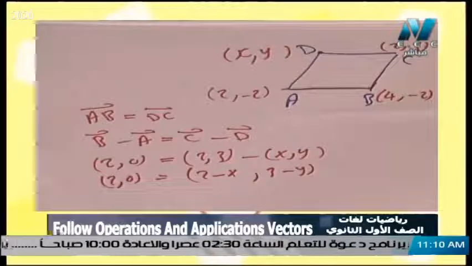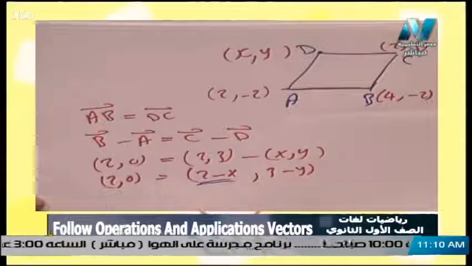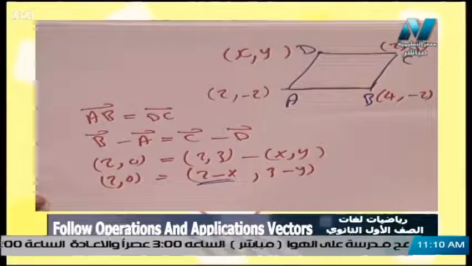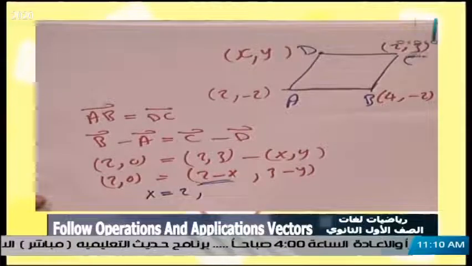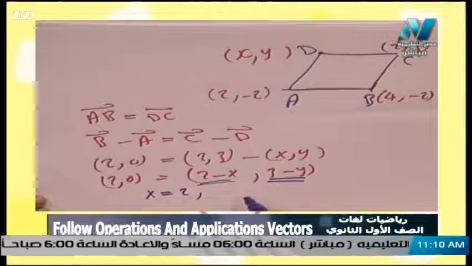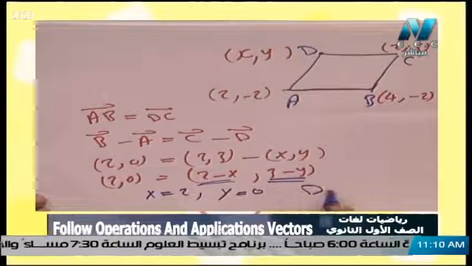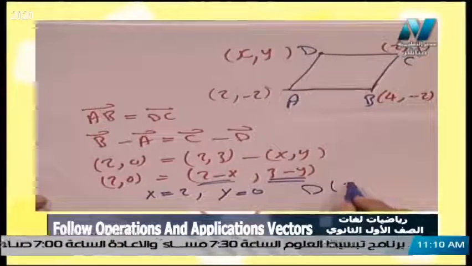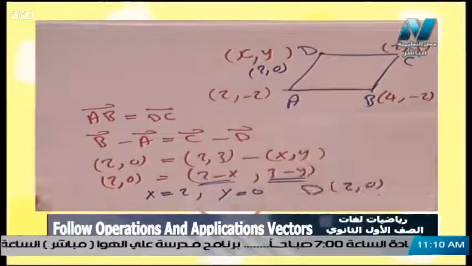By solving these equations, we have here 2 minus X equals 2, so we easily find that X equals 2. And by solving this equation also, 3 minus Y equals 0, we will find that Y equals 3. So the point D will be 2 and 3.